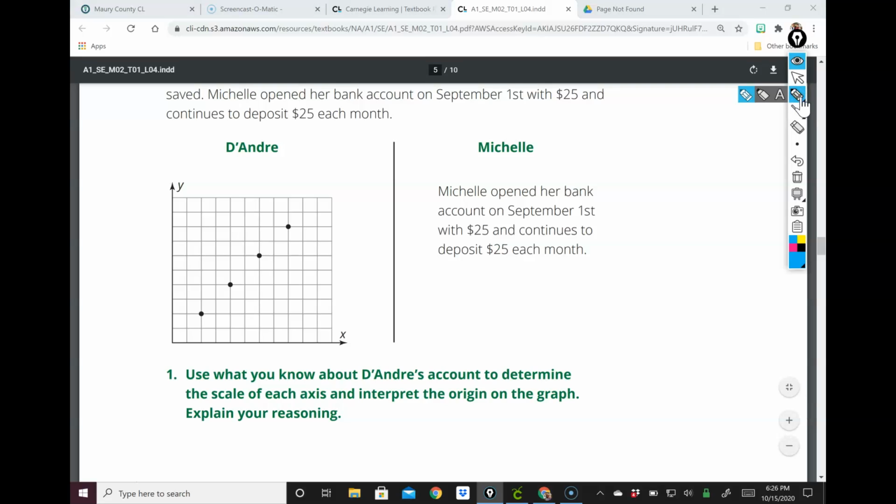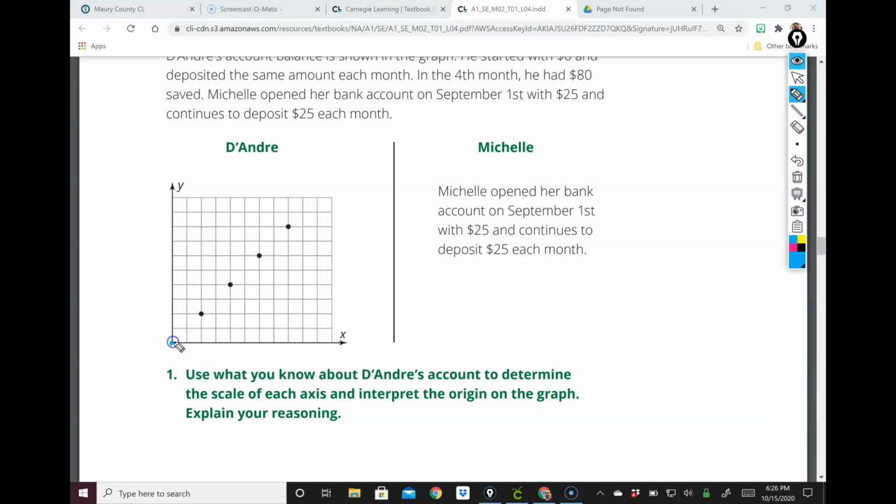All right, so DeAndre opened his account with 0 and he deposits 80 each month. So I'm going to say that this is my 1st month, this is my 2nd month, this is my 3rd month, and this is my 4th month. So here this is going to have to be 80, so I'll say this one is 40. And we'll go up increments of 40. So this will be 120. And so this one will be 160 and so forth.